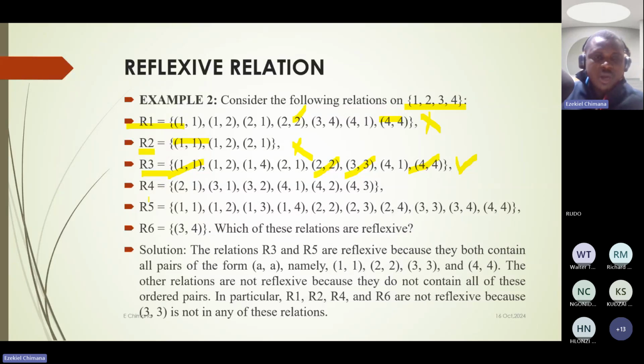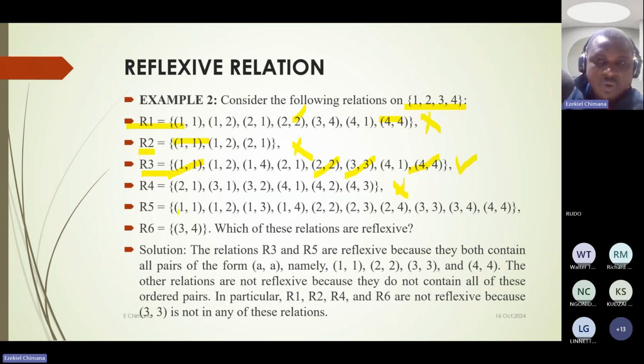What about R4? Is R4 a reflexive relation? No. Why? Because we don't have 1, 1. We don't have a 2, 2. We don't have again a 3, 3. We don't have a 4, 4. Thank you, Lynette. So this one cannot be a reflexive relation.